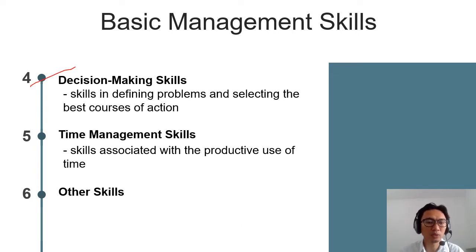At number 4, we look at decision-making skills. Decision-making skills include the ability to define the problem. They understand the problem. They can tell what the real problem is. Then they can also select the best course of action to tackle the problem.